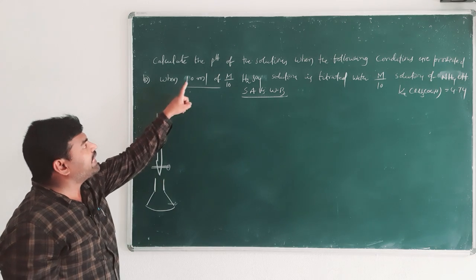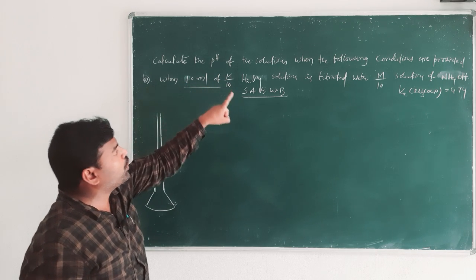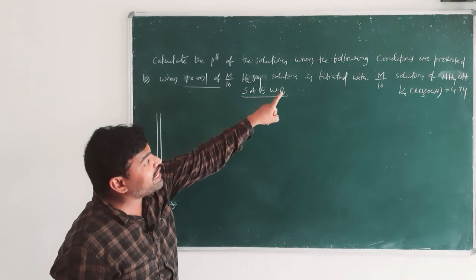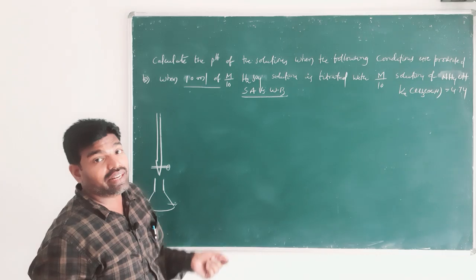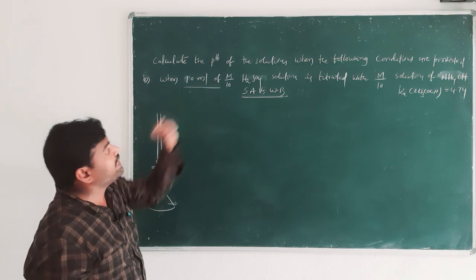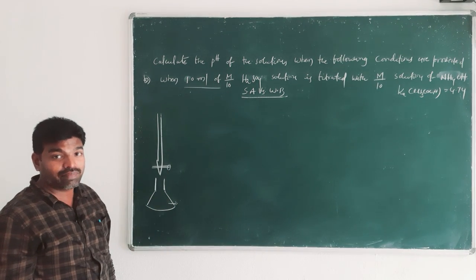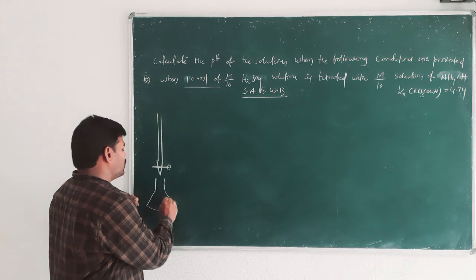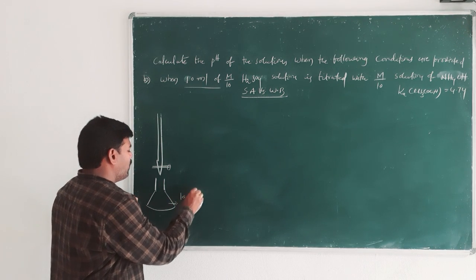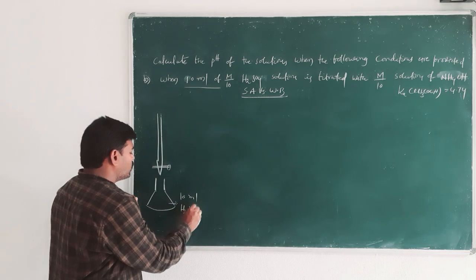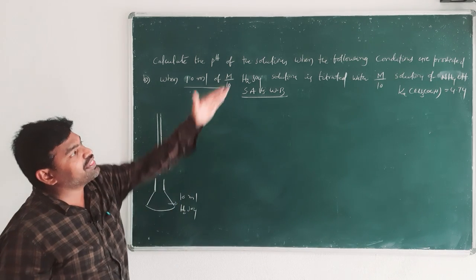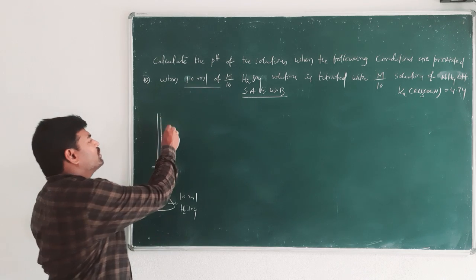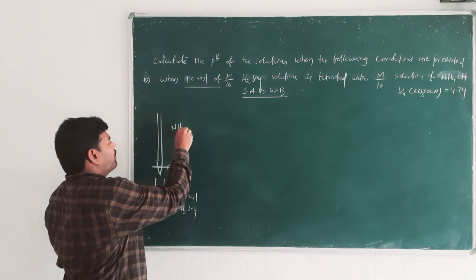Okay. So, in this, 10 ml of M by 10 H2SO4, decimolar H2SO4 solution, is the analyte, that is 10 ml of H2SO4 solution is titrated with M by 10 solution of NH4OH.